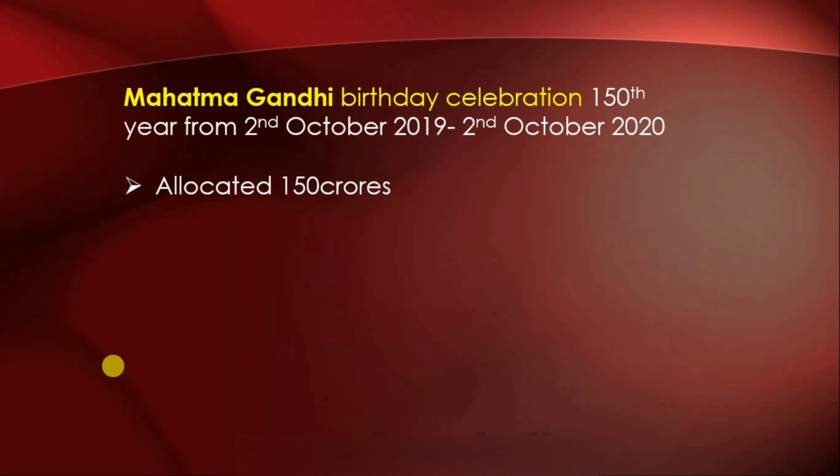Next, we go to Mahatma Gandhi 150th birthday celebrations. Mahatma Gandhi was born on October 2nd, 1869. This year, the government decided to celebrate the 150th birth anniversary of Mahatma Gandhi. So the celebrations will be starting from 2nd October 2019 and will end on 2nd October 2020. These celebrations will be done at national level and at international level also. So the government allocated 150 crore rupees for Mahatma Gandhi birthday celebrations.